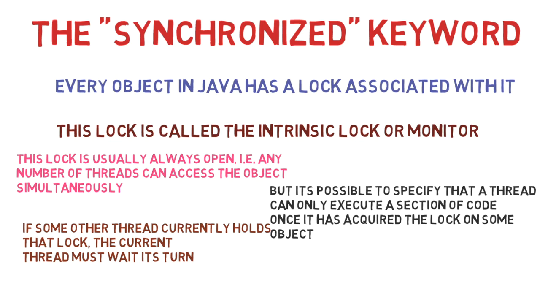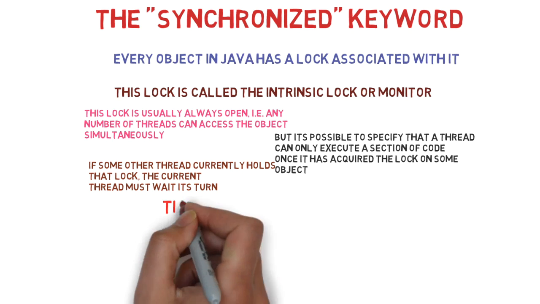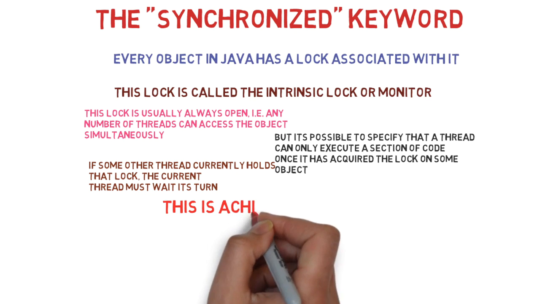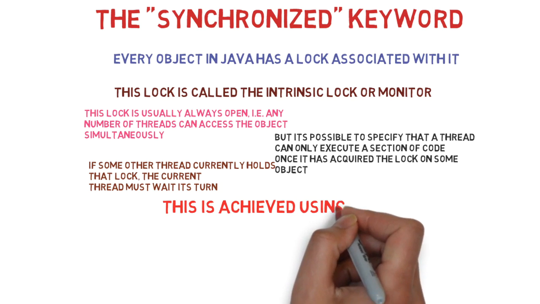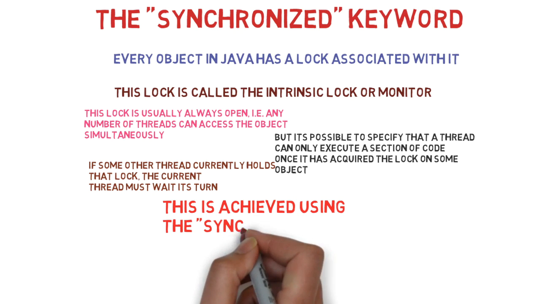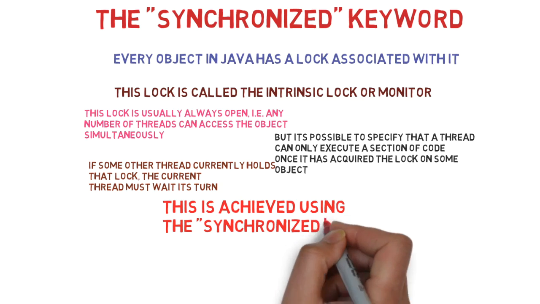Now, if some other thread holds that lock at any moment in time, the current thread needs to wait its turn. This means some other person has entered the room and closed the door on you, and you don't have the key to the lock to enter, so you need to wait your turn. It's exactly the same in threading. This ability to give a lock to only one thread for any section of code is achieved using the synchronized keyword.